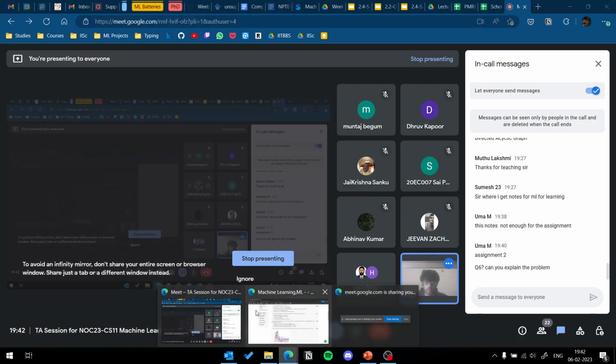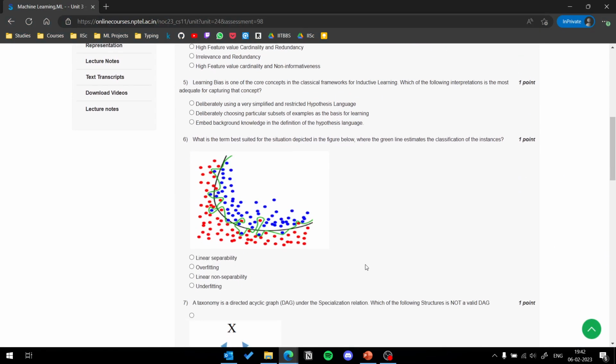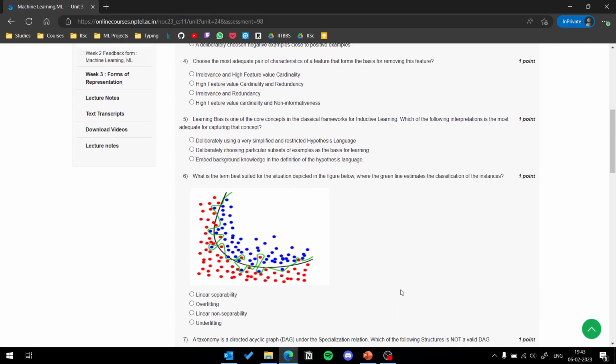You're talking about what is the term best suited for the situation depicted in the weather green line estimates. I think you have to think about what this green line is doing. Is it linear separability? Is it overfitting? Is it linear non-separability? Is it underfitting? Based on your observation, you should be able to answer it.